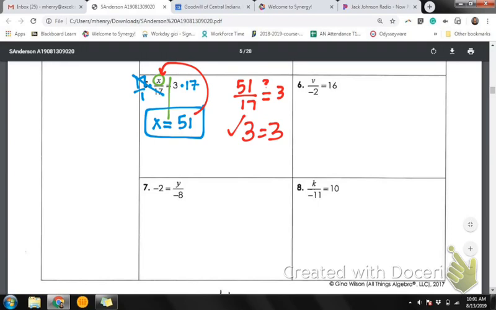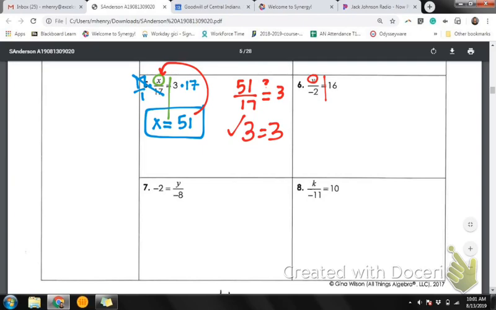Okay, let's look at number 6. Still finding our variable. Remember, that's the first thing. Locate your variable. And I like to draw my line to figure out which side I'm on. Alicia, what do you think we need to get rid of in number 6? The negative 2. I would agree with that. And how are you going to get rid of the negative 2?